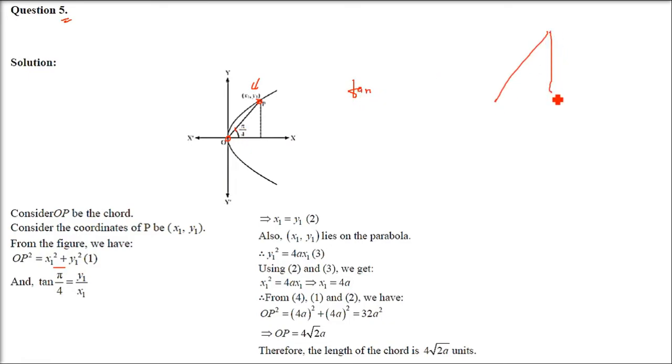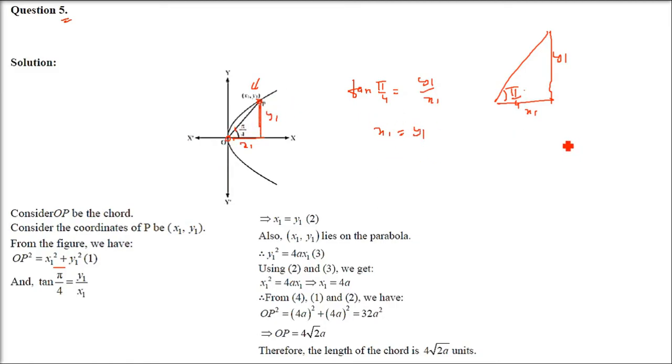So let me make the triangle here. This is pi by 4. The angle is pi by 4. So tan pi by 4 will be what? Perpendicular upon base. If you see, perpendicular is y1 and base is x1, the x coordinate and y coordinate of this point (x1, y1). So tan pi by 4 will be y1 by x1, perpendicular by base. So x1 equals y1 because tan pi by 4 is 1.